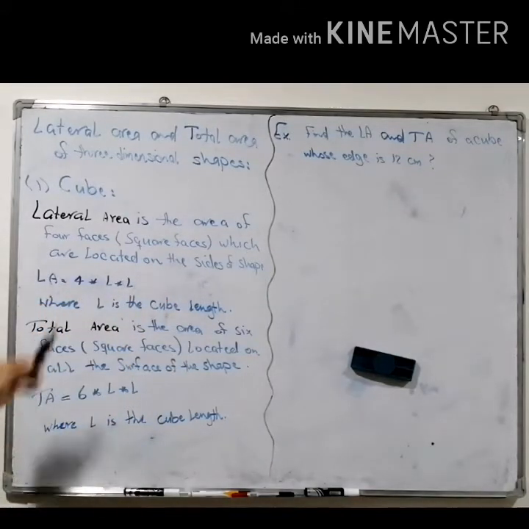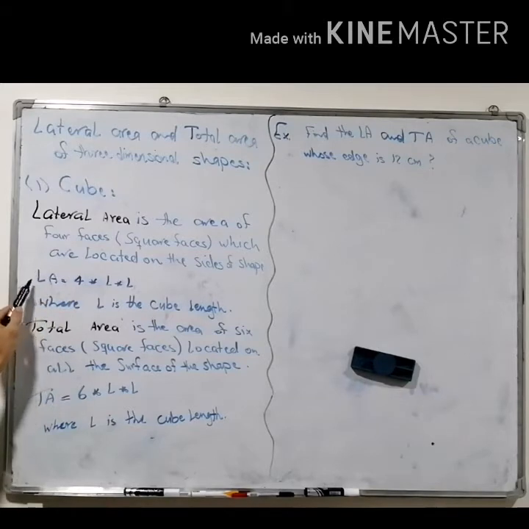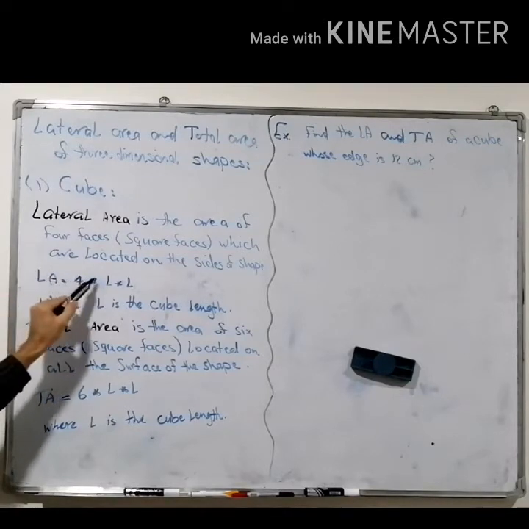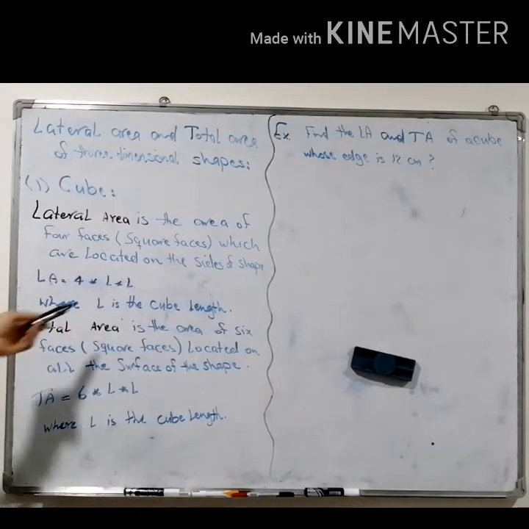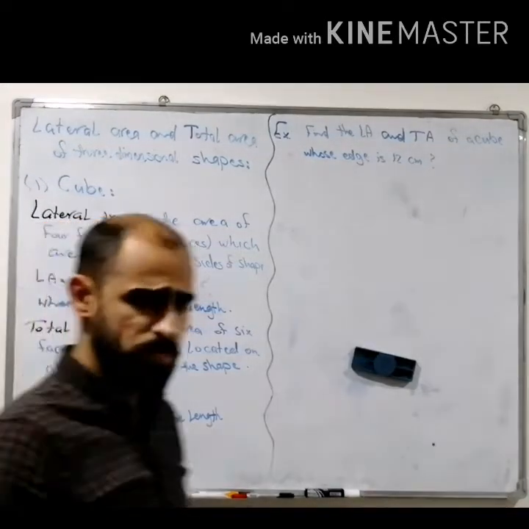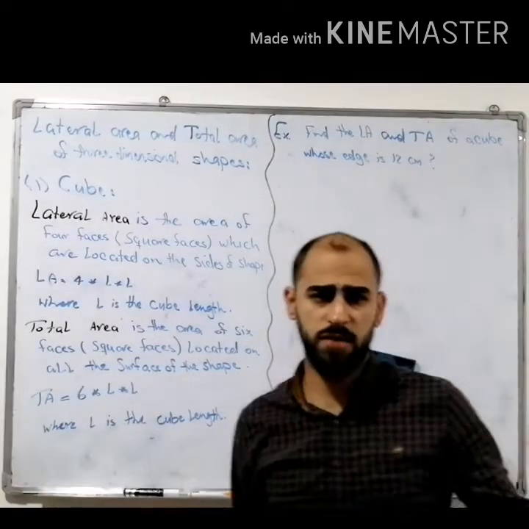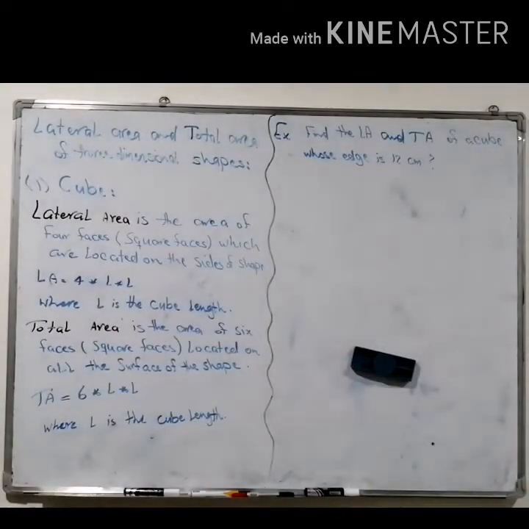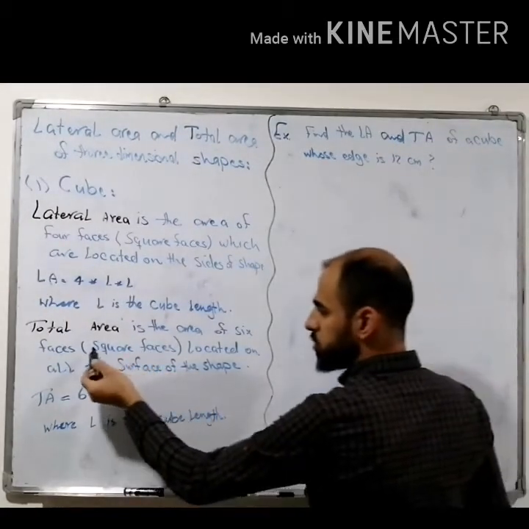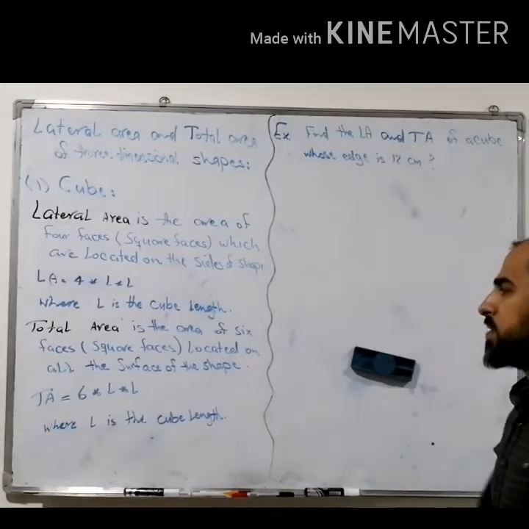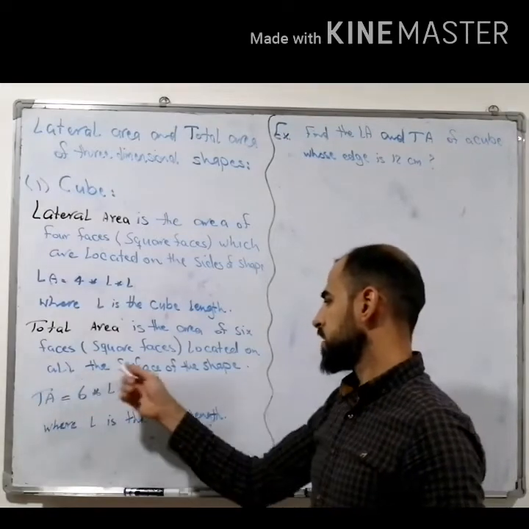Since the area of a square is L by L, the lateral area is 4 multiplying by L by L, where L is the cube edge length. Now the total area is the area of 6 faces, or all the faces of the shape, which are also square faces, and these faces are located on all of the surface of the shape.